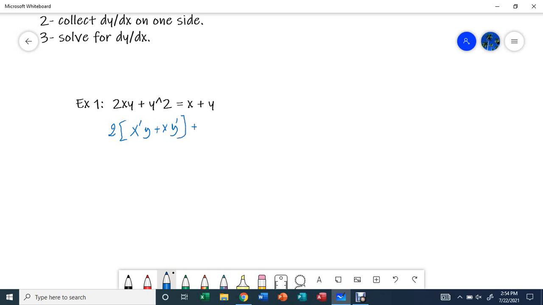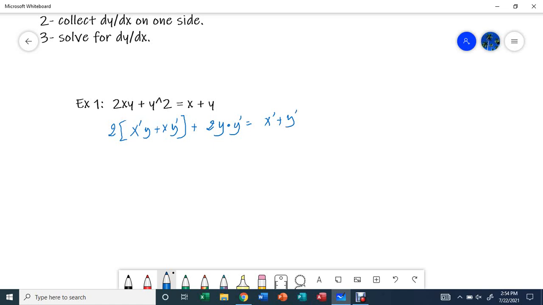plus, using the power rule for y squared, it's 2y, but y is a function of x. So using the chain rule, it's going to be 2y times y prime, equals x prime plus y prime.